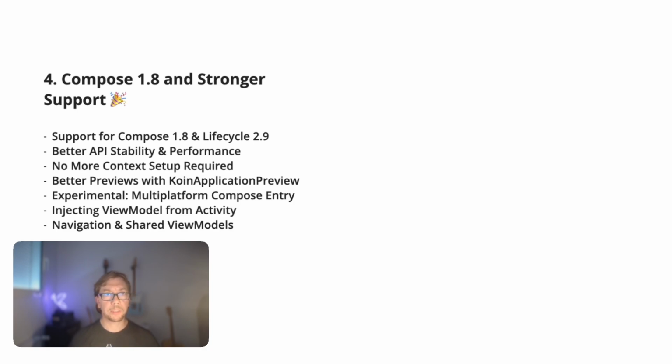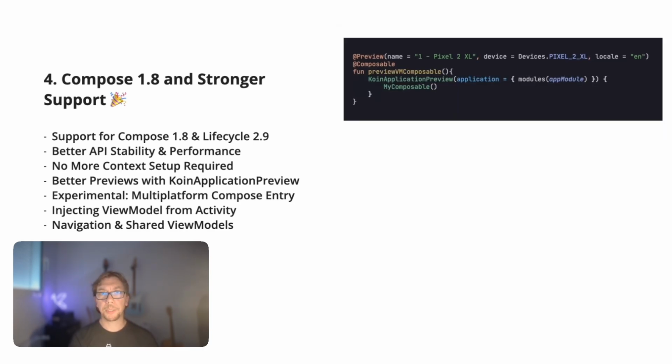Next is about Compose. Compose 1.8 is really supported in Koin and then all the lifecycle 2.9 upgraded also. We clearly improve all the stability and the performance in the API. You don't need any more to set up Koin with a special context with Compose. Everything is ready for you. You have now a special Koin application preview that allows you to make some preview with your composable and allows you to have multiple rendering with multiple annotation previews on your functions.